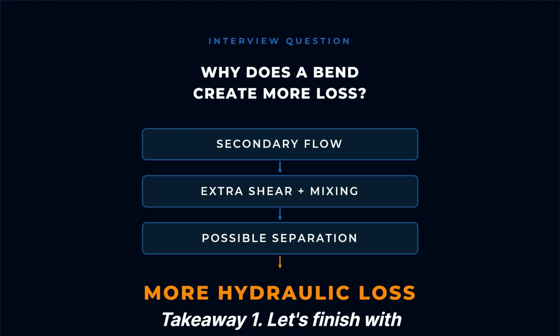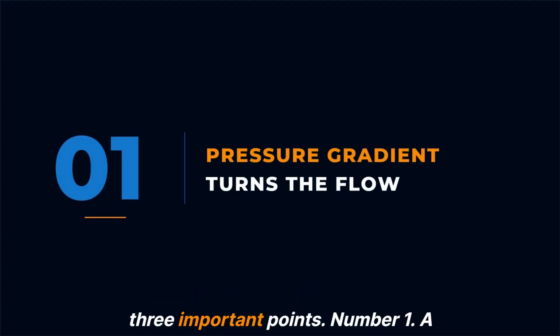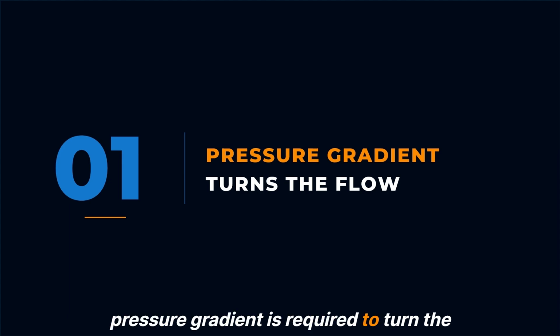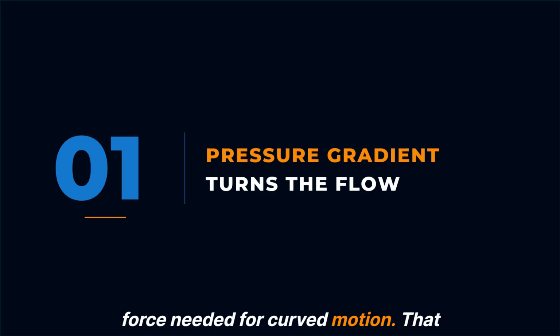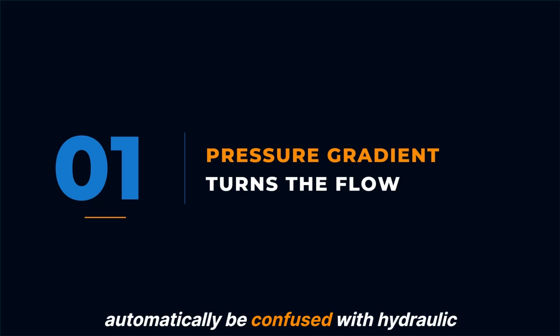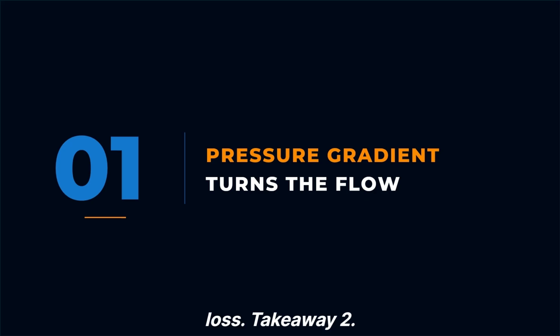Takeaway 1. Let's finish with 3 important points. Number 1. A pressure gradient is required to turn the flow. The higher static pressure near the outer side of the bend and lower pressure near the inner side provide the inward force needed for curved motion. That pressure gradient itself should not automatically be confused with hydraulic loss.